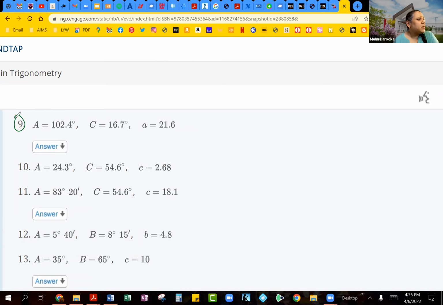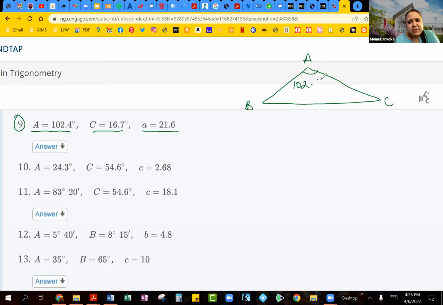Alrighty, so let's see for number 9. We are given 2 angles and 1 side. And if it helps, you can draw just a rough sketch of a triangle. Let's see, angle A is 102, so that's definitely the largest angle. So angle A is 102.4 degrees. Angle C is 16.7. Opposite from angle A is going to be side A, and side A is 21.6.